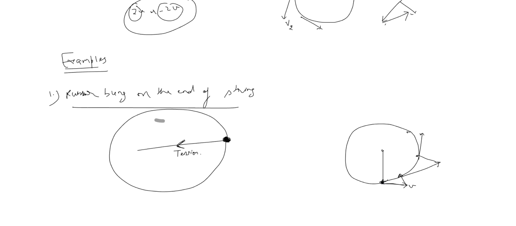So, what is the role of tension here? Tension is helping to maintain circular motion. If any object is in circular motion, what force is acting on that particle? What is the name of that force? Centripetal force.